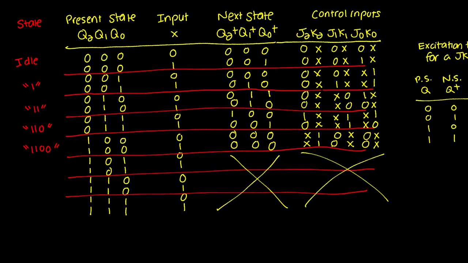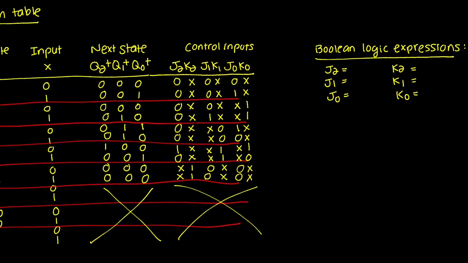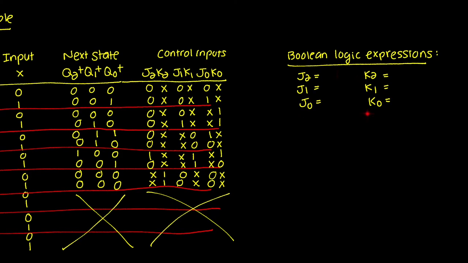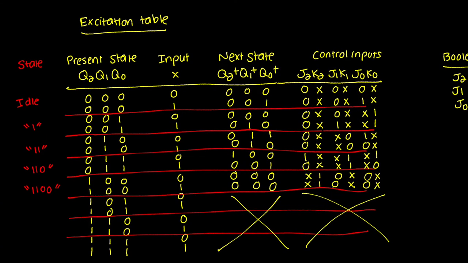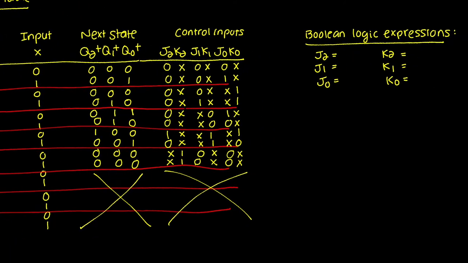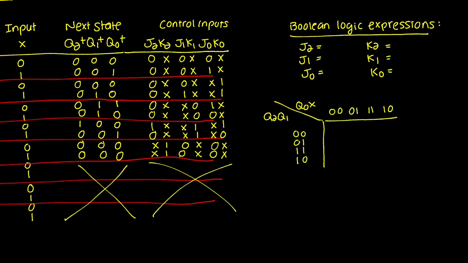Now what I'm going to do is derive the Boolean logic expressions. So I'm going to set up my Boolean logic expressions, derive them from my control logic. So that is all these guys over here. And to do that, I need to realize that my control logic is entirely dependent on these four variables: Q2, Q1, Q0, and X. So that's what I'm going to put in my K-map, like this. And I'm going to start off by doing my K-map for J2. So let's fill that in.